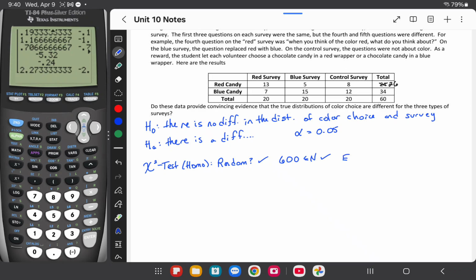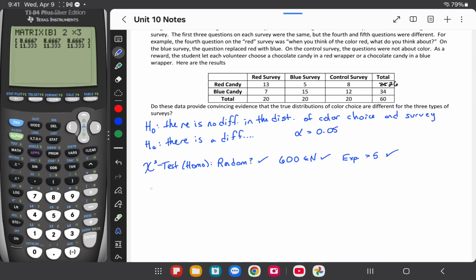And last, we need to check that all of our expected counts are strictly greater than 5. So to do that, we're going to go ahead and start to type these values into our calculator. Remember, this is where we have to use the matrix menu. For our first matrix, matrix A, we're going to let that be the observed values. So if you haven't already, go ahead and get those typed in. And then in matrix B, we're going to go ahead and calculate the expected values. I've got those here for us. Since it's the same number of surveys across the board, it's going to be the same expected values across the board for both red and blue. For red, that's 8.6 repeating. For blue, that's 11.3 repeating. And looking at those values, they are all greater than 5. So we are good to go ahead and continue with our test.